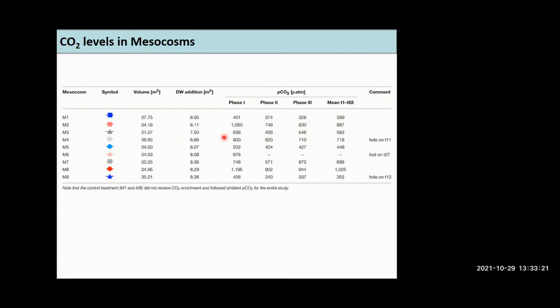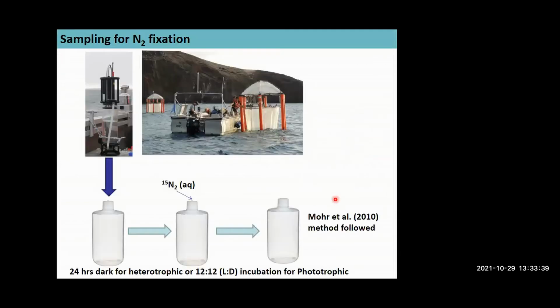Of course, there were also troubles. There was a hole in the M4 mesocosm, and because there were strong currents one of these days, one of the mesocosms we lost, and there was also a hole in the M9 mesocosm. But these holes we were able to fix. You can also ask an interesting question: how did we get to know there was a hole? That I can answer later.